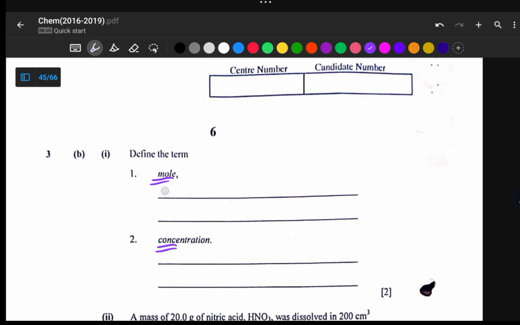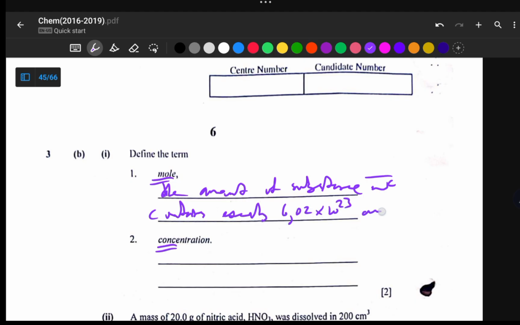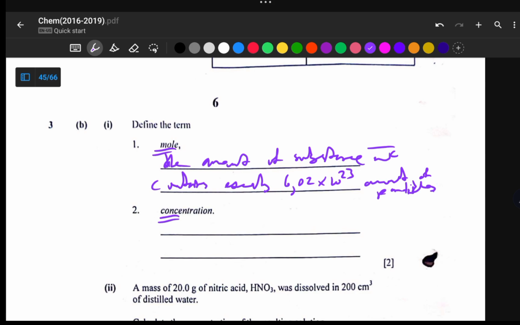So a mole is defined as the amount of substance which contains exactly 6.02 times 10 to the 23 particles. So this is the Avogadro's number, right? Are we together? And then our concentration is defined as the amount of solute dissolved per given solution.